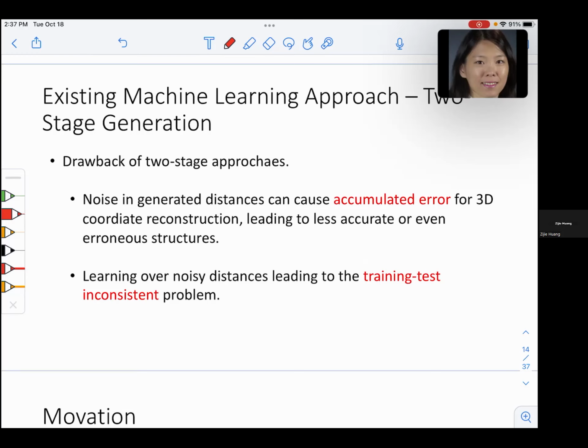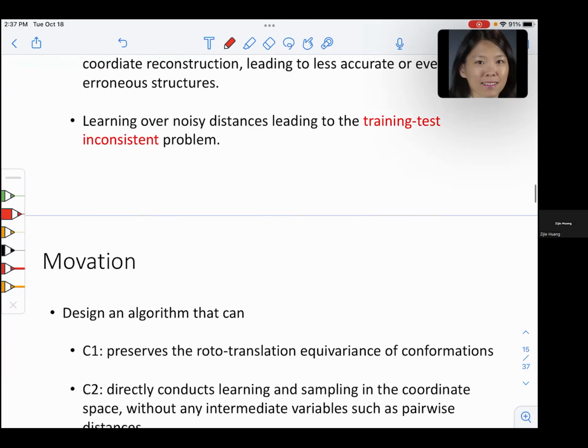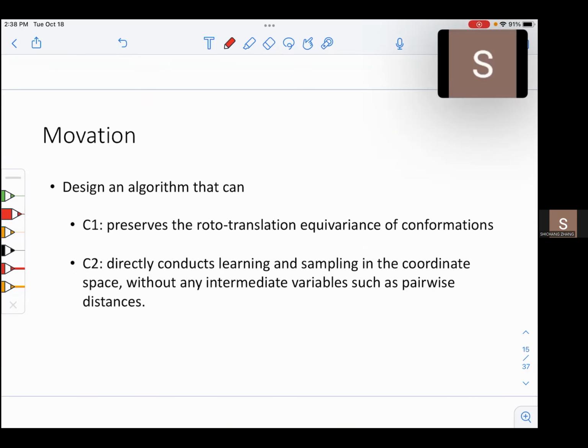And also, if you think about the real case, after they train the model and actually need to use it, there's a training-testing inconsistency problem: when you really use these two-stage models, you first draw these distances, and what you finally want is the coordinates, not just the pairwise distances. So it's not directly a model that serves the purpose for testing. So that motivates... Can I ask a question?